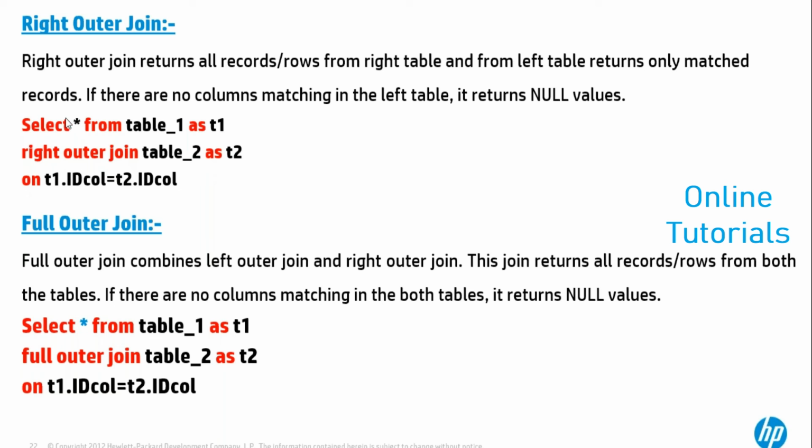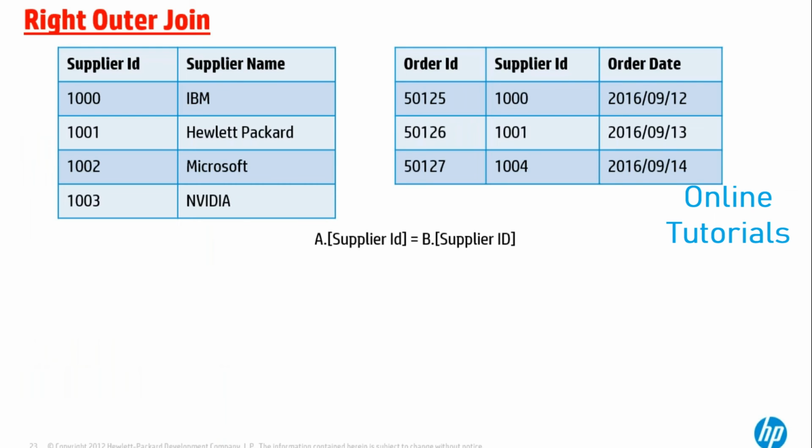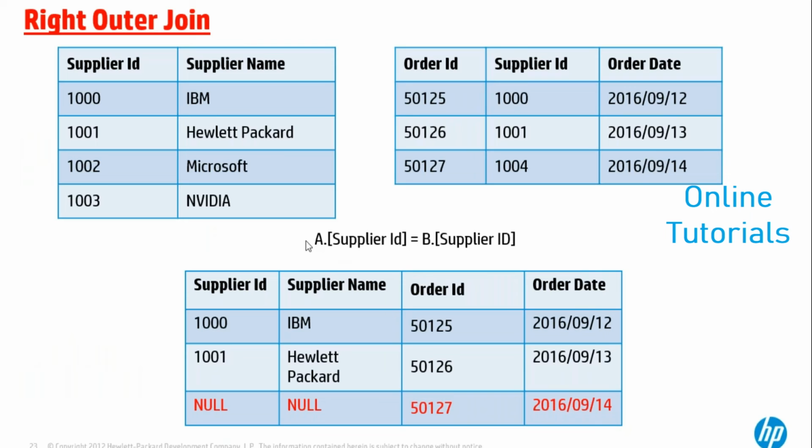Whatever columns you are selecting here, select star, or if you are selecting A dot supply ID, you will get null. Why? Because A dot supply ID means your table A, and B dot supply ID means table B. Did you get it right at that point?